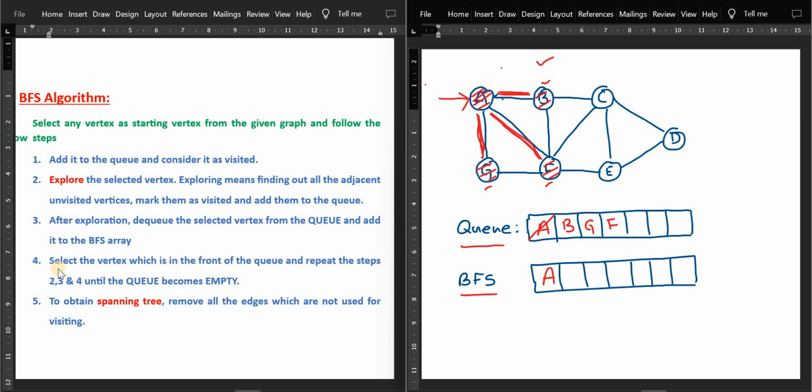Now see the fourth step. Select the vertex which is in the front of the queue. That means since A was removed, now we have B at the front of the queue.